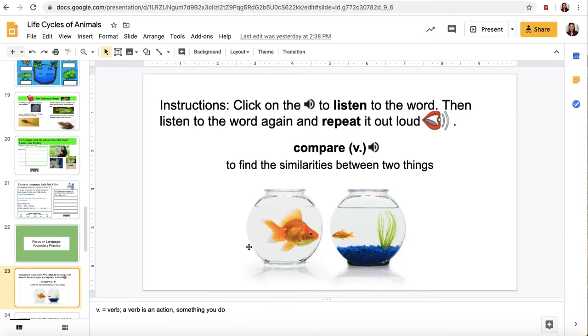This is a word that we've talked about many, many times through our science and our reading lessons. The word is compare. When you compare, you find the similarities and differences between two things. Like, look at these fish. First of all, they are both fish. That's something that's similar or the same. But a difference I see is that this fish on the left is a lot bigger than this fish on the right.